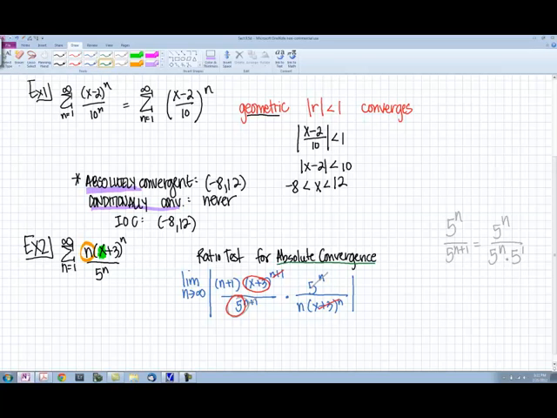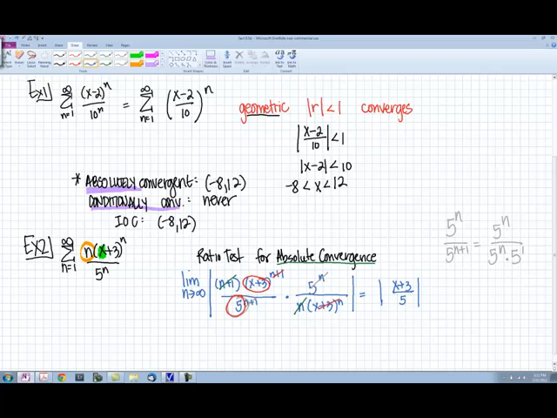And then we can get rid of the n plus 1 and the n completely, because as n goes to infinity, n plus 1, that plus 1 is too small to matter. So what we're going to have left here now is simply the absolute value of x plus 3 all over 5. Now remember, we're using the ratio test.